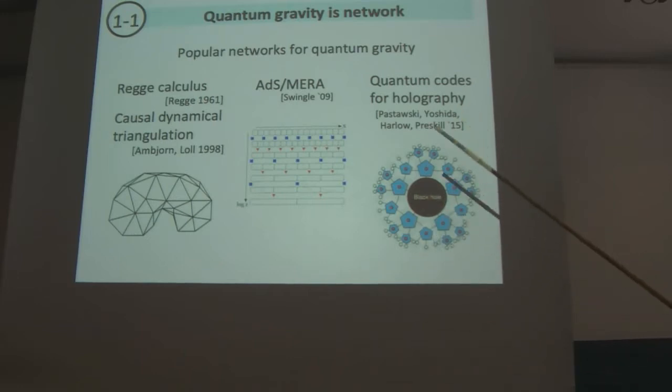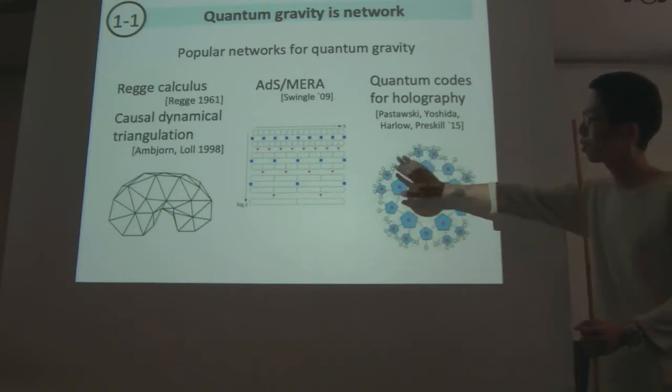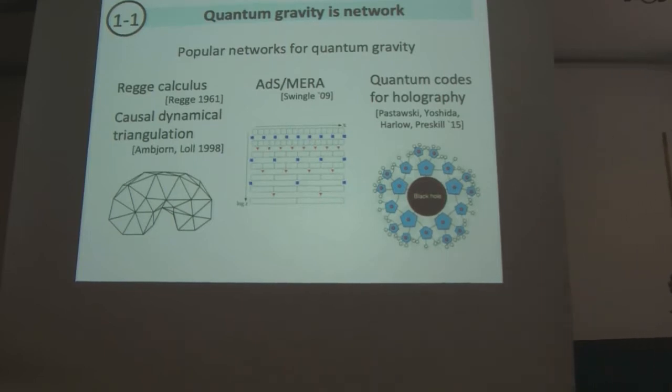And also one interesting thing is about quantum codes for holography. These are the so-called happy codes. You have a circular distribution of spins, and then this is a tensor network, and a particularly interesting tensor network is this one using perfect codes. And here, hyperbolic space has been neatly reproduced by the collection of these tensors.